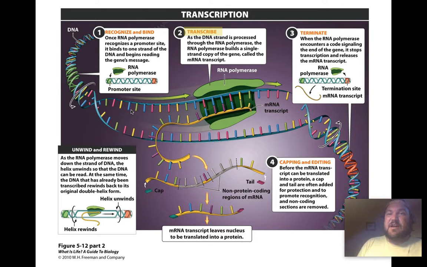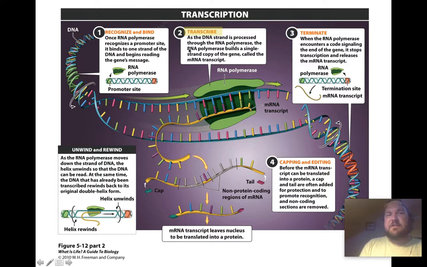As the DNA strand is processed through, the RNA polymerase builds a single-stranded copy of the gene called the messenger RNA transcript. And remember, this isn't that tough because DNA has complementary base pairing. The only difference here, if you remember, is that there is no T in RNA. So instead of having a T where there's an A in DNA, you have a U for uracil instead. So there's no T's in the mRNA transcript, only the U.